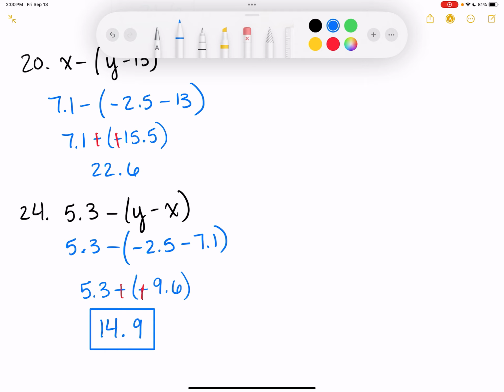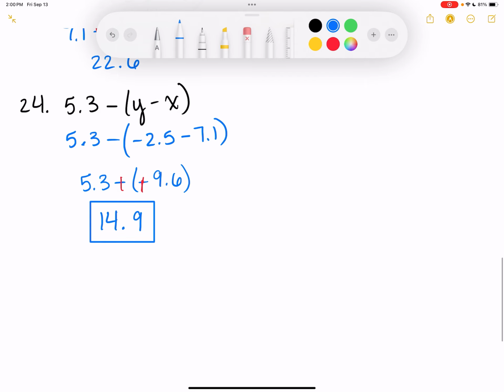Any questions on this type? All right, the next thing that we can do with this stuff is word problems. When I say word problems, they have like 5 words in them, so they're not really long, but it'll ask us something like to find the change in temperature or elevation.